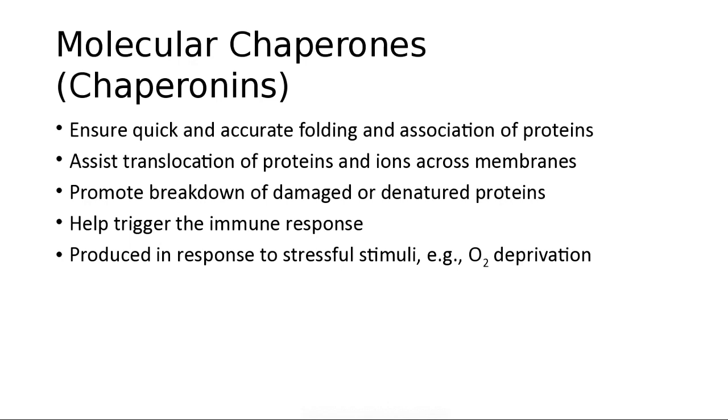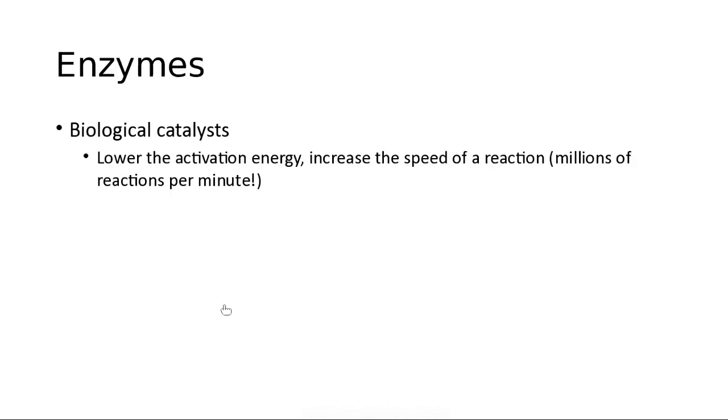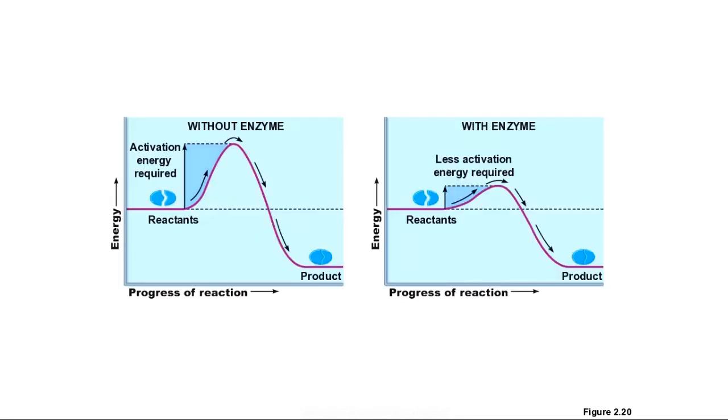Enzymes are biological catalysts, and they lower the activation energy of a chemical reaction, and they increase the speed of a reaction so that you end up getting millions of reactions per minute. So this is if you did not have an enzyme, it takes a lot of energy. If you do have an enzyme, it takes much less energy.